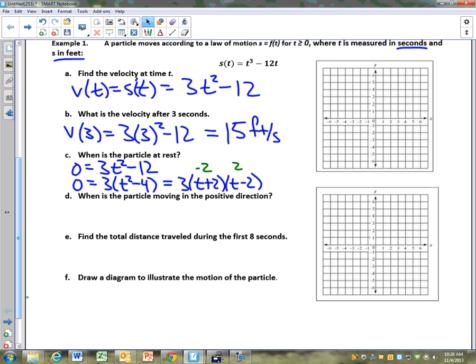I want you guys to think of this for a second. Do you have negative time? No. It says, even at the beginning, for t greater than or equal to 0. That restricts our domain to be only non-negative values. Excuse me, we can include 0. So non-negative values. So we discard the negative 2. But rather, the particle is at rest at time equal to 2 seconds. When is the particle moving in the positive direction?